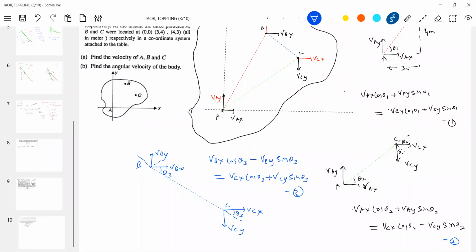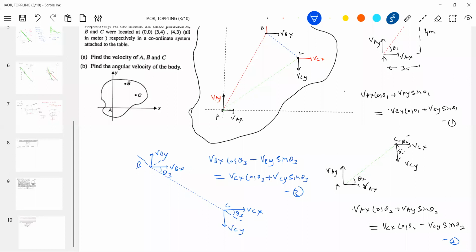What are the unknowns? Theta 1, theta 2, we can find from the geometry, since the coordinates are given. No need to calculate theta 2 itself, just calculate cos theta 2 and sin theta 2. So it will come 3 by 5 or 4 by 5 like that. Substitute here to get the required answer. Okay, fine. This is about the velocities I got.